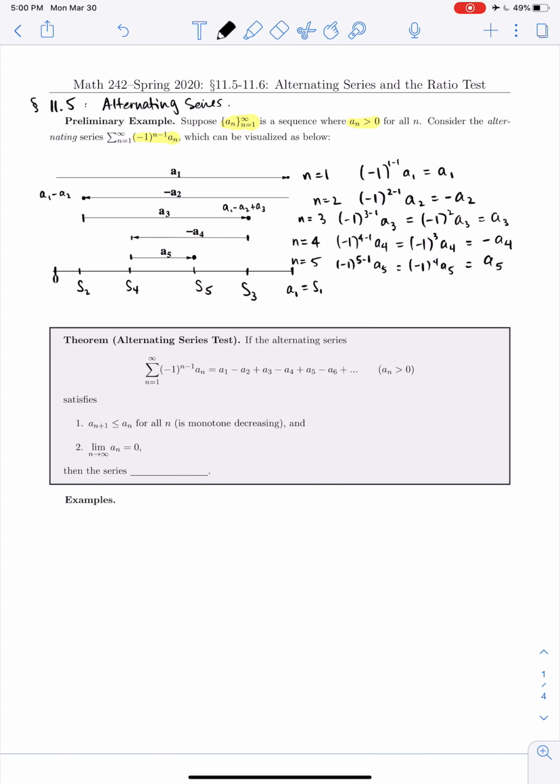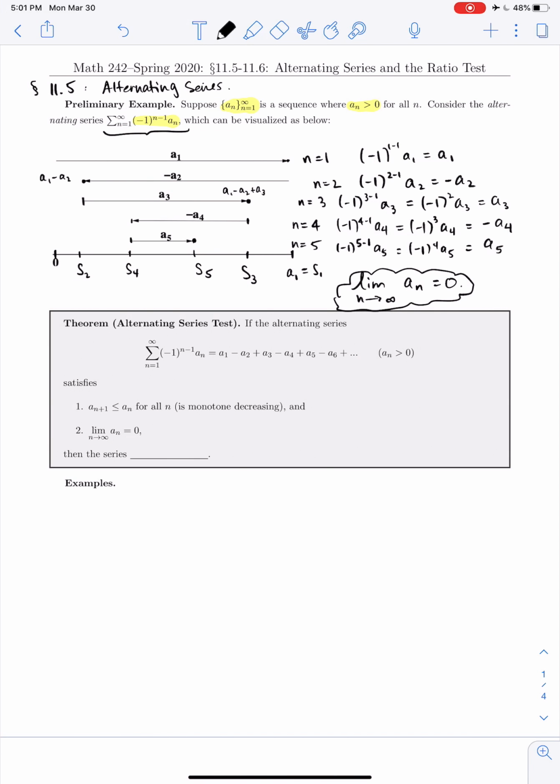So if your partial sums are going to converge to something, if this alternating series is going to converge to something, you definitely need for these terms in your sequence to be going to 0. And you can see that. So, of course, that is required for any series to converge, but you can really see that in this alternating series picture.